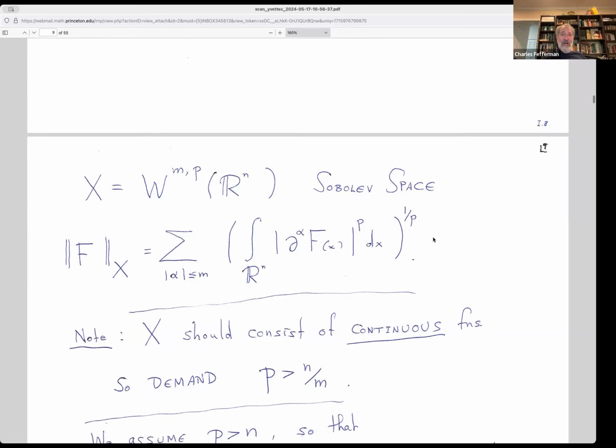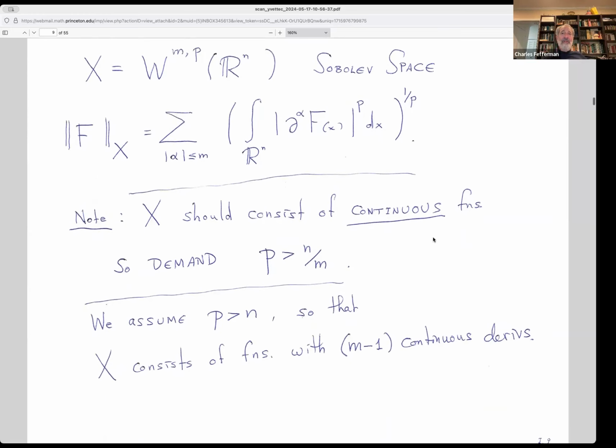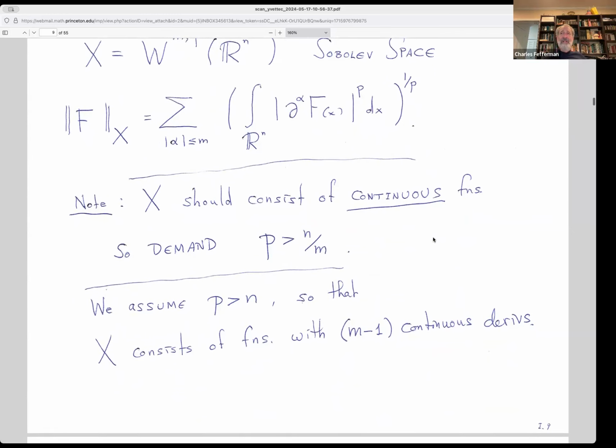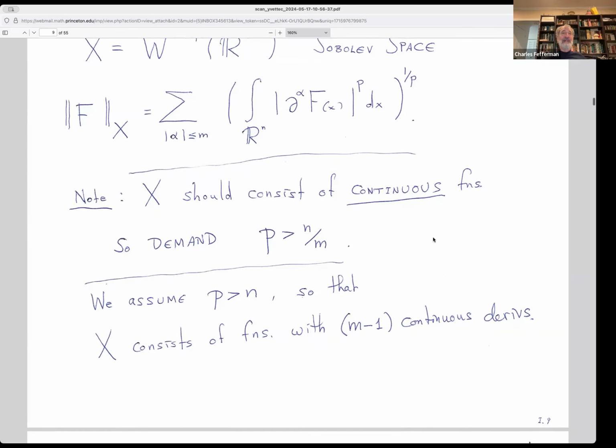In this talk, I'm going to assume that P is greater than n rather than merely P greater than n over m. And so that means that X actually consists of functions with m-1 continuous derivatives. The mth derivatives belong to LP but are not continuous, so you can't talk about them at an individual point, but derivatives of order up to m-1 make sense at individual points, provided P is greater than n.